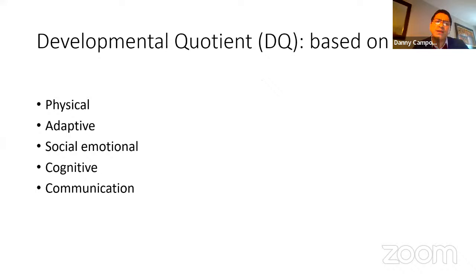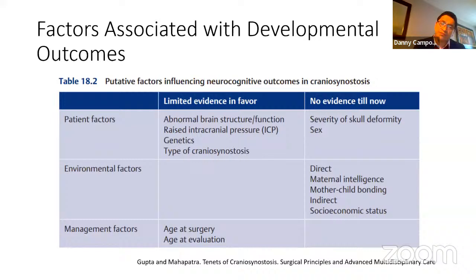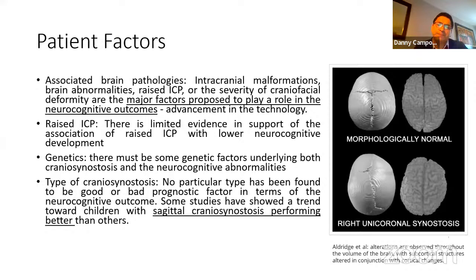Developmental quotient is based on physical, adaptive, social, emotional, cognitive, and communication domains. There are different tests to evaluate this. There are patient factors, environmental factors, and management factors that may have a relationship with that developmental outcome, some with limited evidence and some without evidence. For example, what about patient factors? The associated brain pathologies are the major factor proposed to play a role in the neurocognitive outcome.